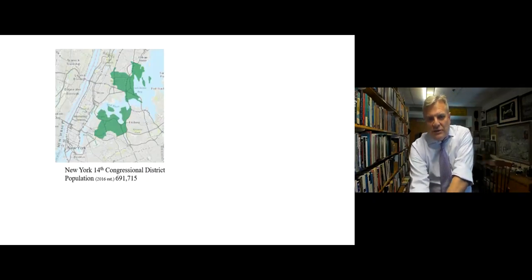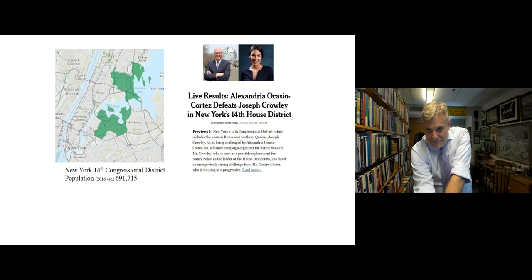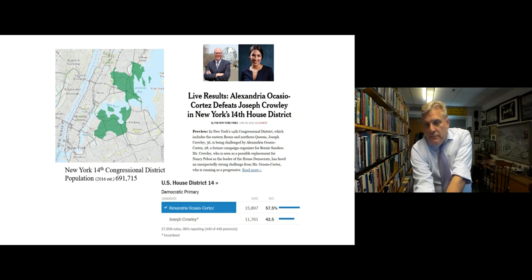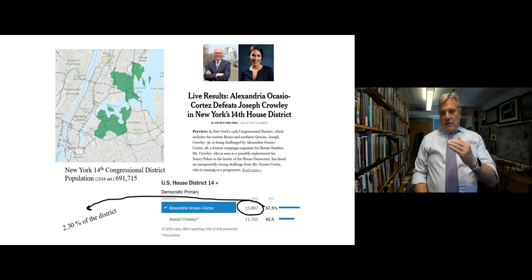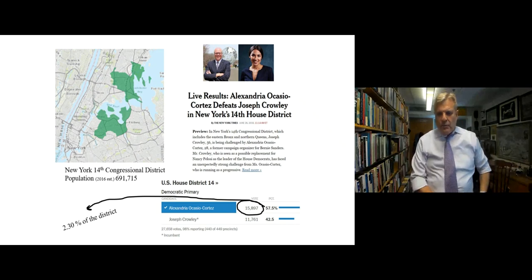Here's a much more interesting campaign recently. The 14th Congressional District, you probably know who wins here. Alexandria Ocasio-Cortez surprised everybody when she took out Joe Crowley. She had a great ground game, and she expanded the number. She got her number. The outcome was she won 15,897 votes, and Crowley got just under 12,000 votes. Very, very close. In a district of almost 700,000 people, she won with 2.3% of the district vote in the primary. The name of the game is to identify the voters and get them to the polls.